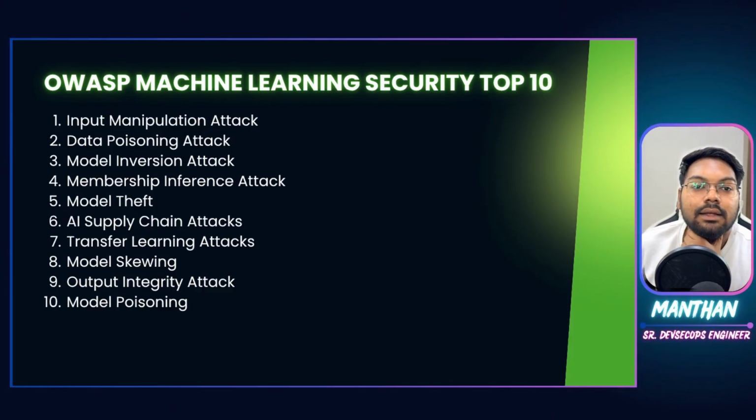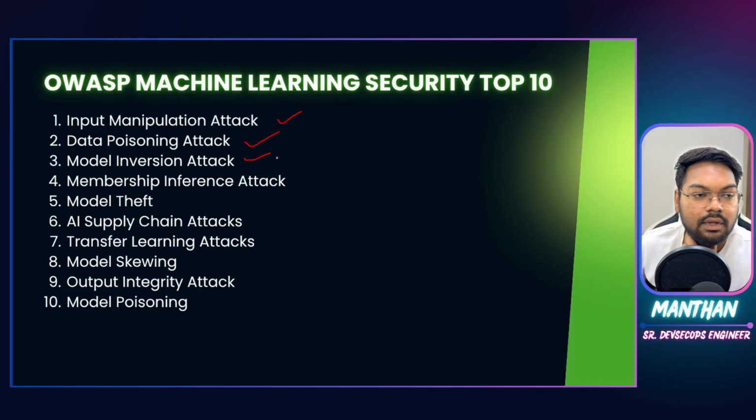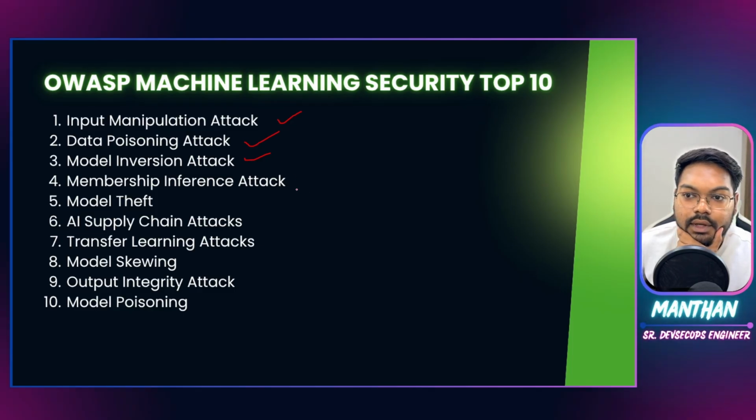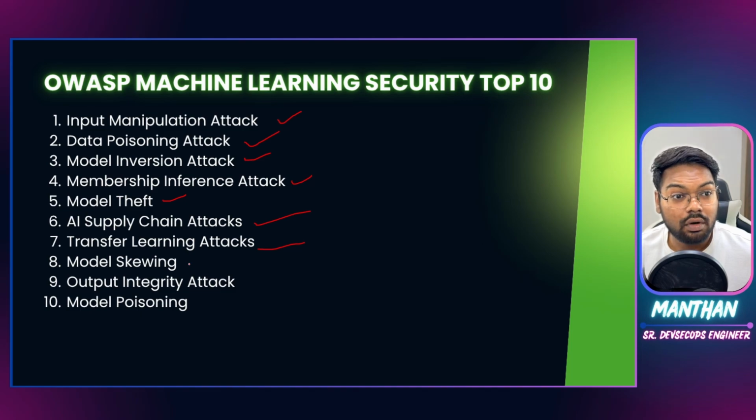Next is this list of OWASP machine learning top 10 security flaws, wherein there is input manipulation attack, data poisoning attack, model inversion attack. We will see what are all of these. Then membership inference, model theft, AI supply chain attacks, then transfer learning attacks. What is transfer learning? We will also see that thing. Then what is model skewing? Okay, output integrity attack and model poisoning.